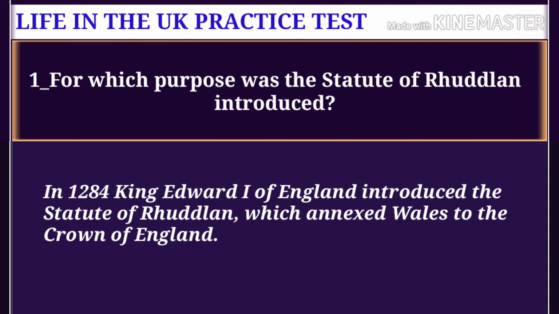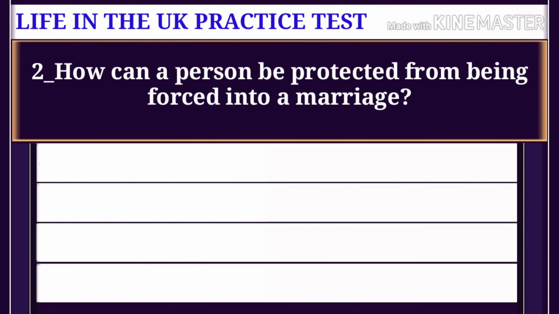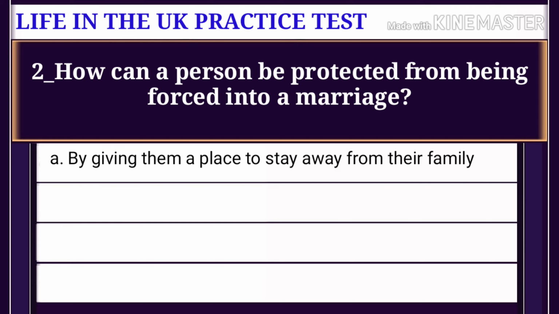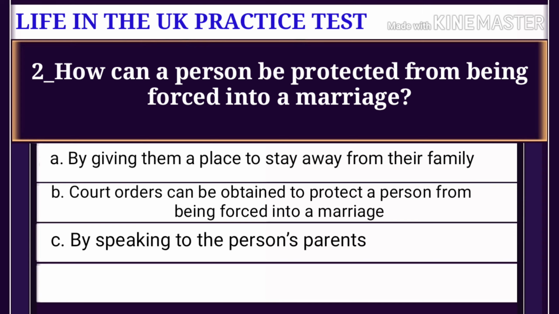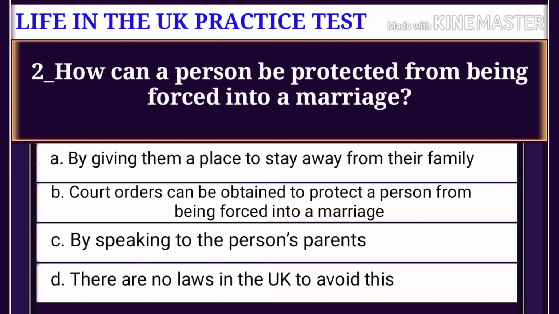Life in the UK practice test. Question 2 of 24. How can a person be protected from being forced into a marriage? A. By giving them a place to stay away from their family. B. Court orders can be obtained to protect a person from being forced into a marriage. C. By speaking to the person's parents. D. There are no laws in the UK to avoid this.